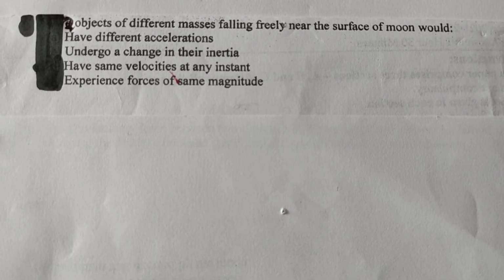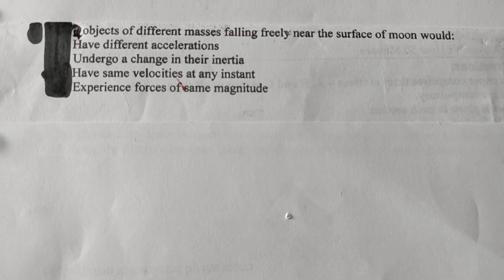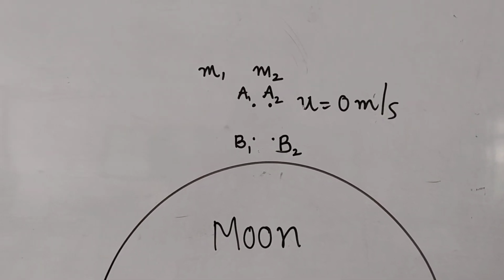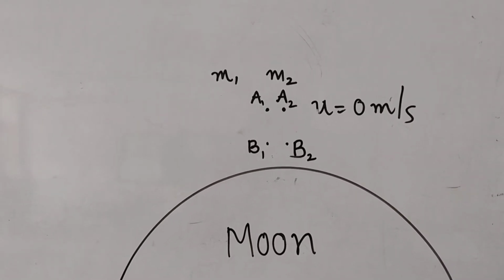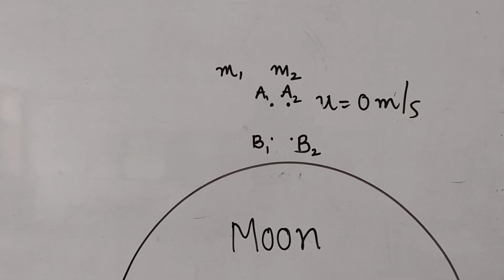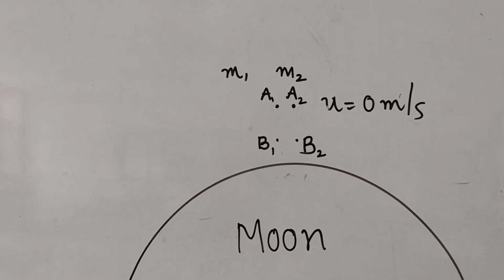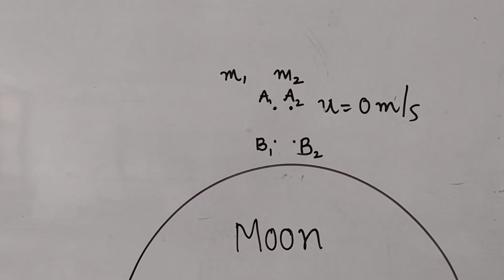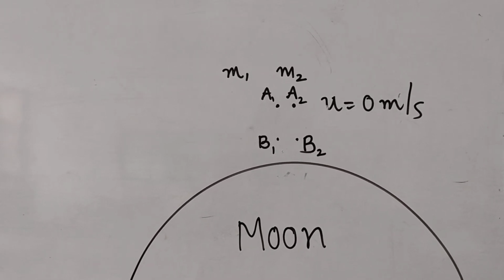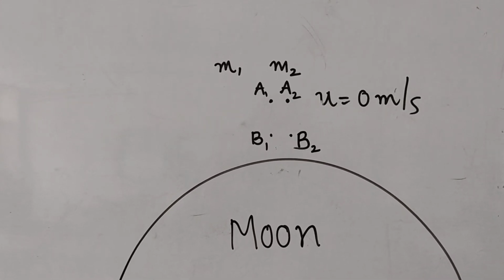Let us look at the third option: have same velocities at any instant. Now students, let us consider the moon here. Two bodies having masses m1, m2. Let their initial positions be A1, A2 respectively, at the same height above the surface of the moon. If the two bodies are falling freely, and let us assume they are dropped from these two points, then their motion will be uniformly accelerated motion. In this case, it will be acceleration due to gravity of the moon.